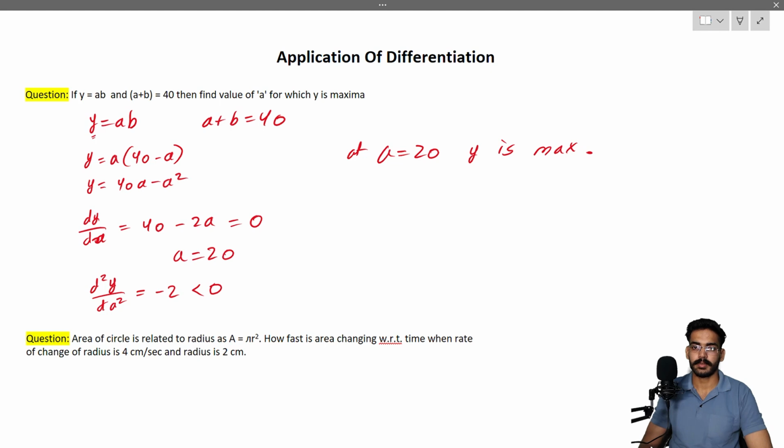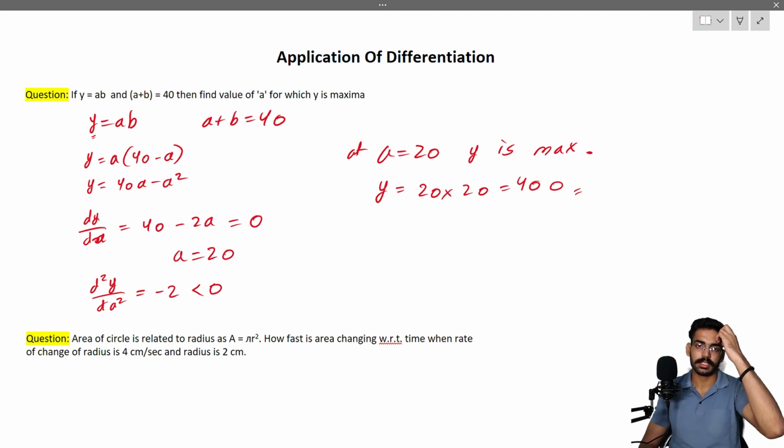So what is the maximum y at that particular point? I can say 20 into b, which is also 20, so that is 400. So the maximum value of y that is possible is 400, where a and b both will be equal and they will be 20. So this is how we calculate.